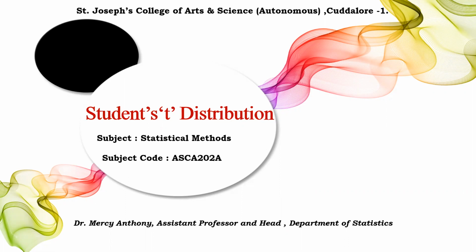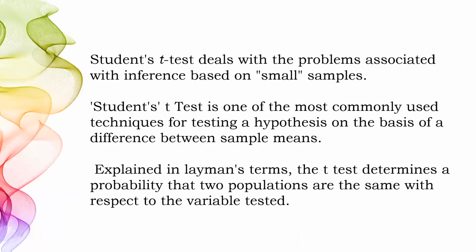I hope you will find this video informative, and by the end of this video, you will be able to understand Student's t distribution, the problems relating to it, and how to solve them. Student's t deals with the problems associated with inference based on small samples. So what does small sample mean? When the n value is less than or equal to 30, that is a small sample. In small samples, we use the Student's t-test.